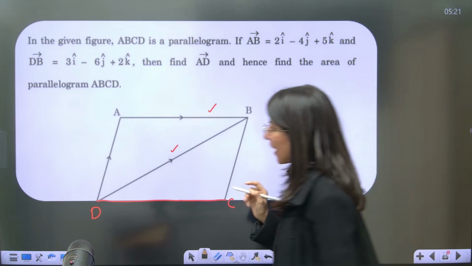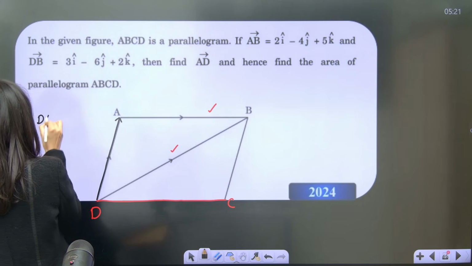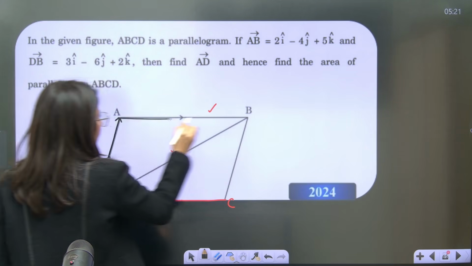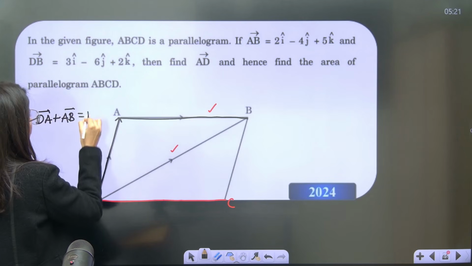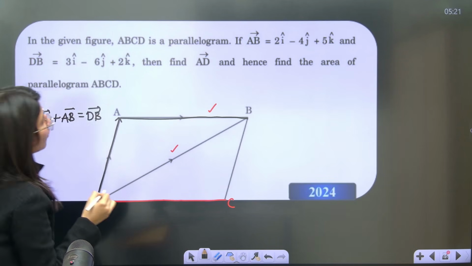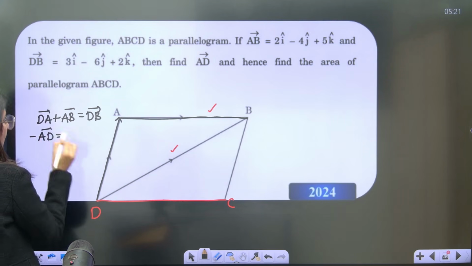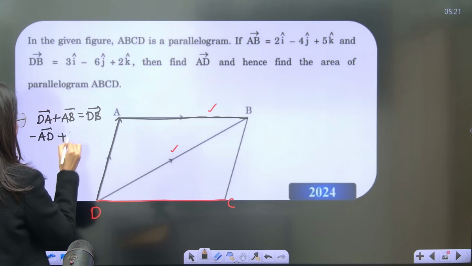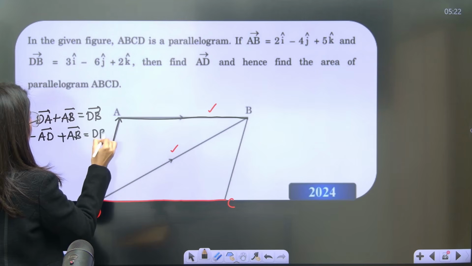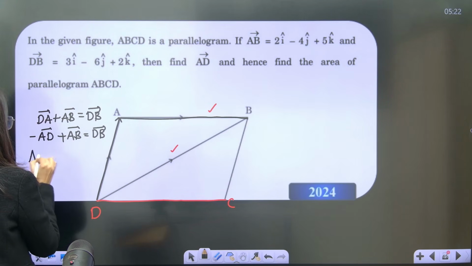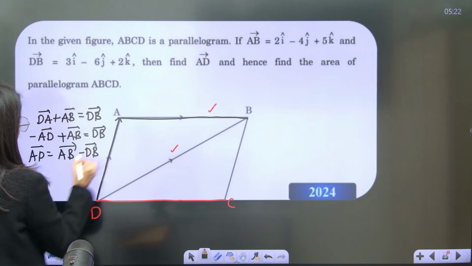See, in the triangle, what happens? This DA vector, by the triangle law, plus AB vector is equal to DB vector. Okay, what do they want? They want AD, correct? So this is minus AD vector plus AB vector is equal to what they have given, DB, correct? So AD vector will be AB minus DB, correct?